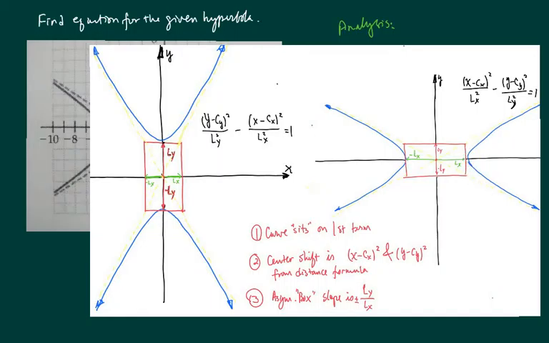Second thing, the center is shifted in that it appears as y minus cy, x minus cx. That really comes from the distance formula. The center is at cx, cy, but it shows up as y minus cy and x minus cx.